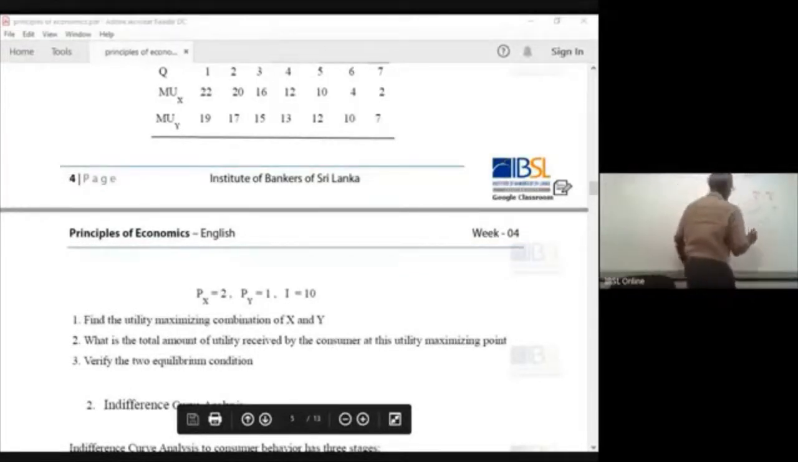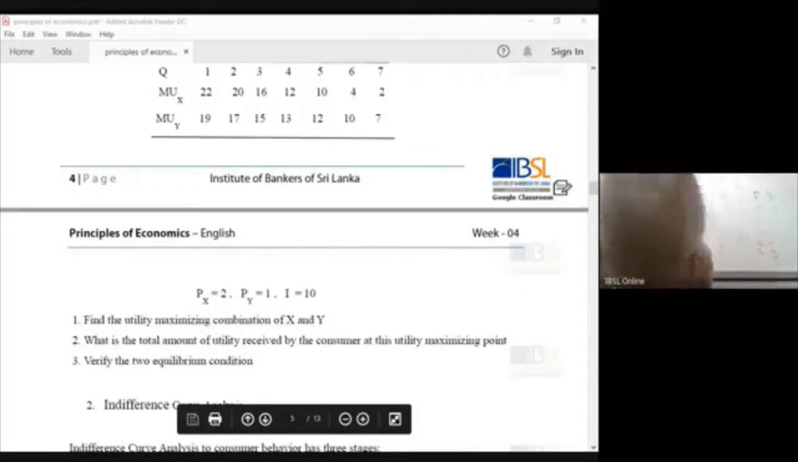TU, I will write it here. TU of x, 6 units of x, is 42. TU of y, 2 units of x, 6 units of y, is 86. 128. That is the answer to the second question. Total utility is 128. Right? That is the answer.